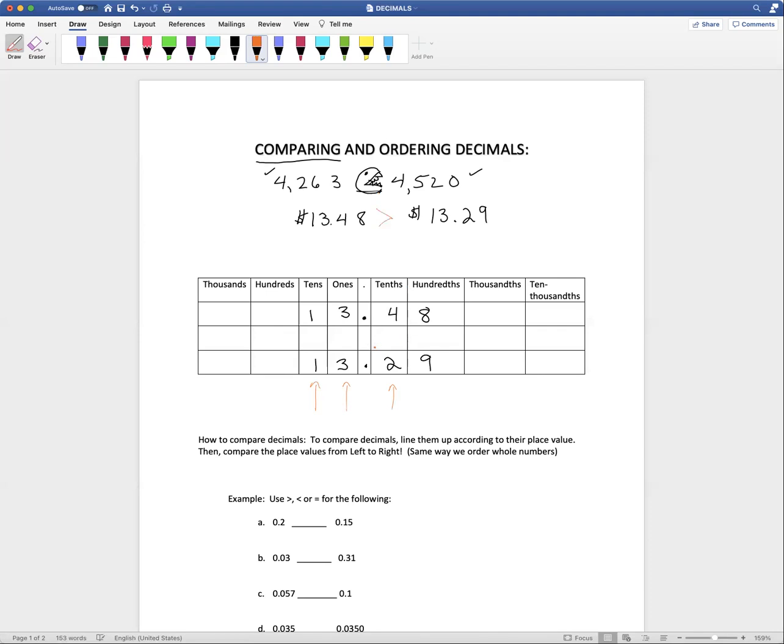And again, when we're comparing this, we're looking at the place values here. Same, same. And so we're going to start at the left because the left represents the highest place value. And then we're going to work our way down gradually to the right. Decimal, tenths. Look at that. I have more. So we're done. So $13.48 is greater than $13.29.